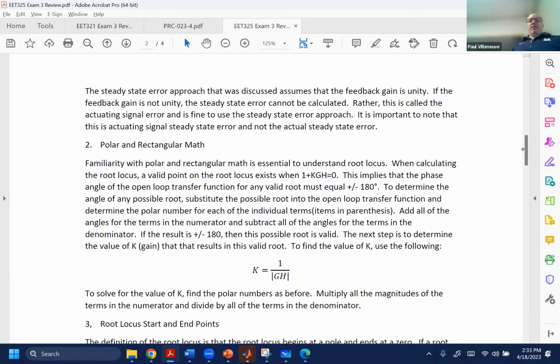Then we saw how we could apply that to the root locus, which is 1 plus KGH has to equal 0. When we did that, we could solve for the magnitude of K being 1 over the magnitude of GH. Hopefully you see that the 1 has a magnitude of 1. And then our angle, if it's a valid point, has to be plus or minus 180. We did that all with polar math. That was another example we did this morning with that practice example.